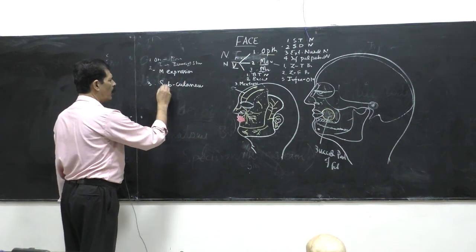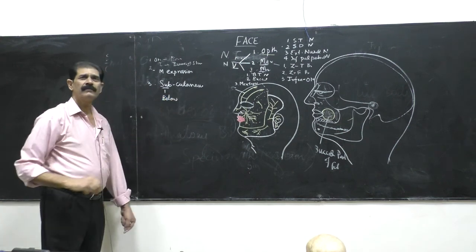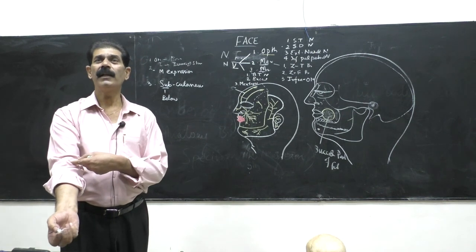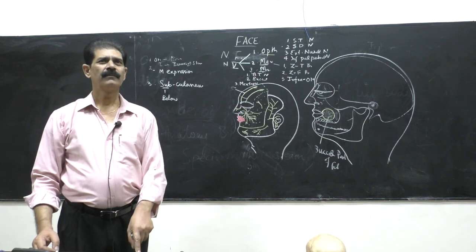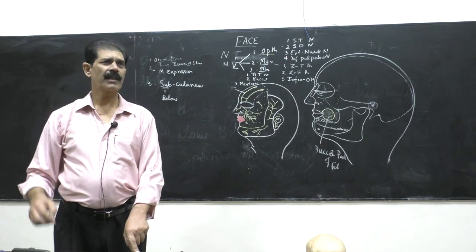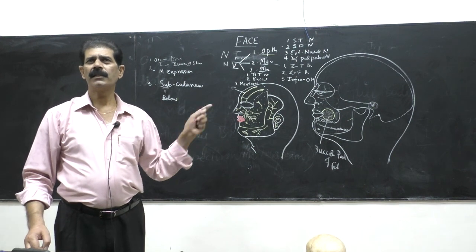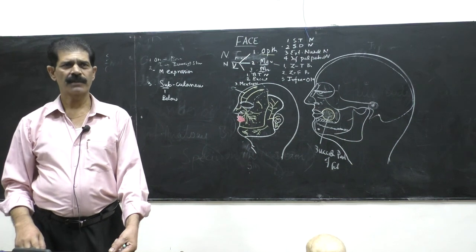Sub means below. Cutaneous means cutis. Cutis means skin. All the other muscles you have seen, where are they present? Below the deep fascia. But these are present just below the skin. So they are all subcutaneous muscles. So whenever anybody asks you, you should know these three things about the specialty of the facial muscles.